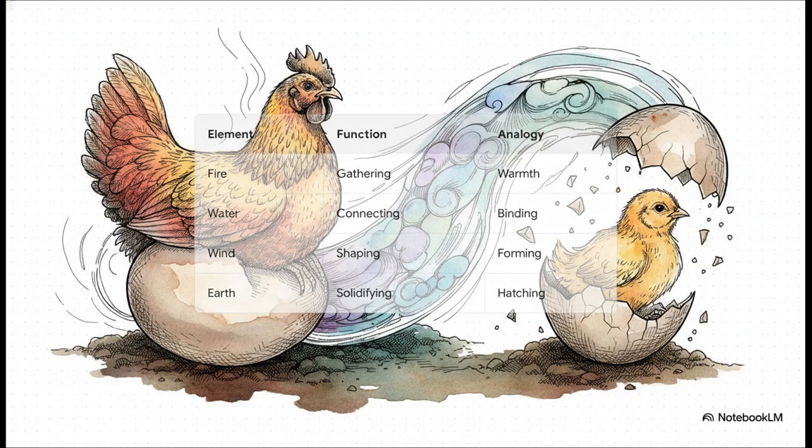Next up is water. Its cosmic function is connecting and binding. Inside the egg, this represents the phase where the yolk and internal fluids start to interlace and connect, pulling the raw materials of life together.